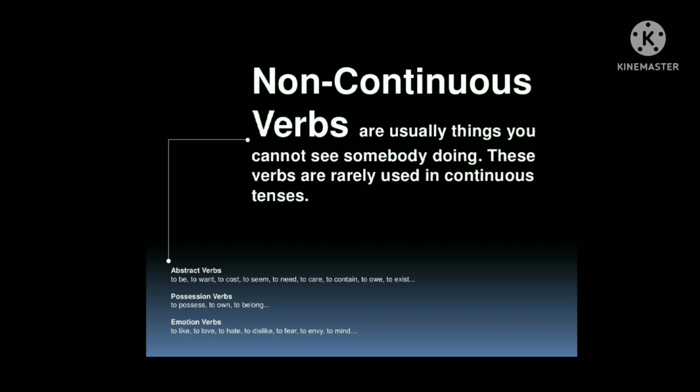Non-continuous verbs are abstract verbs, possession verbs and emotion verbs. Abstract verbs are like to be, to want, to cause, to seem, to need, to care, to contain, to own, etc. Possession verbs are to possess, to own, to belong, which we have done in our last example. Emotion verbs are to like, to love, to hate, to dislike, to fear, etc.